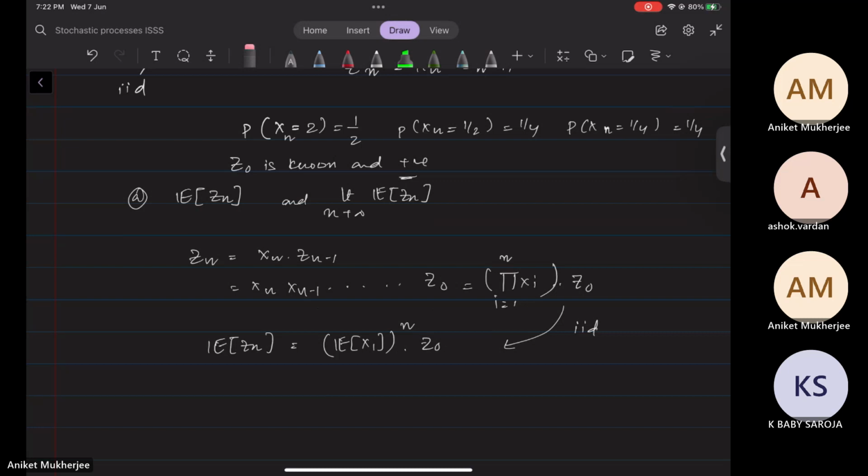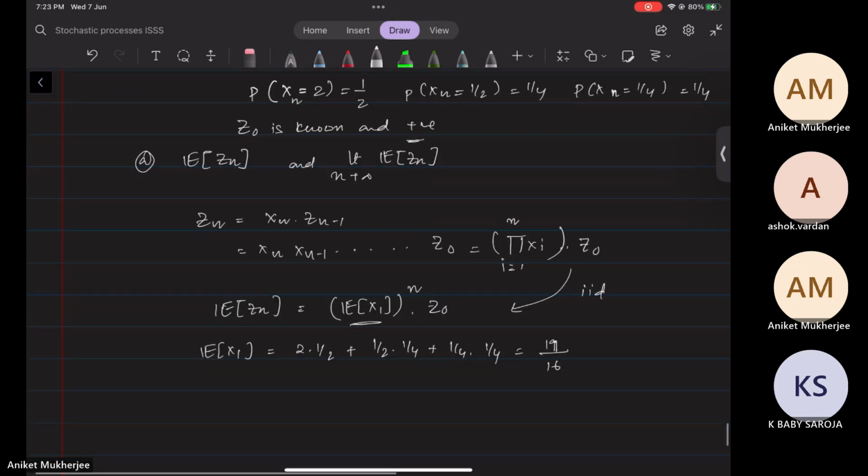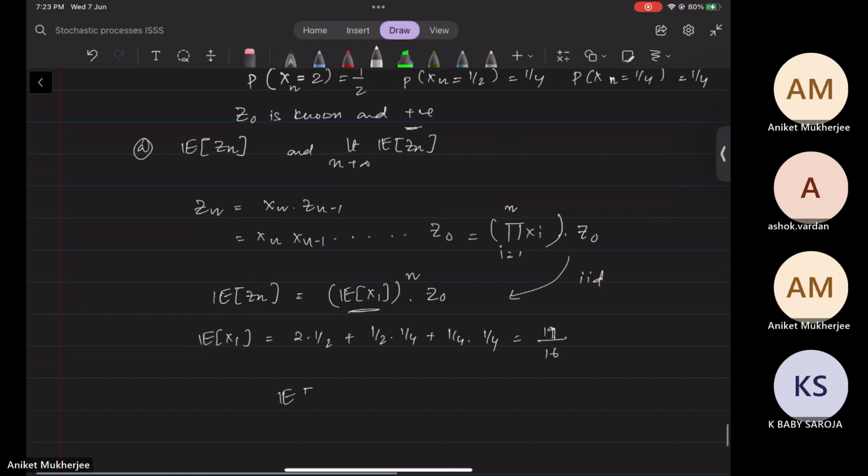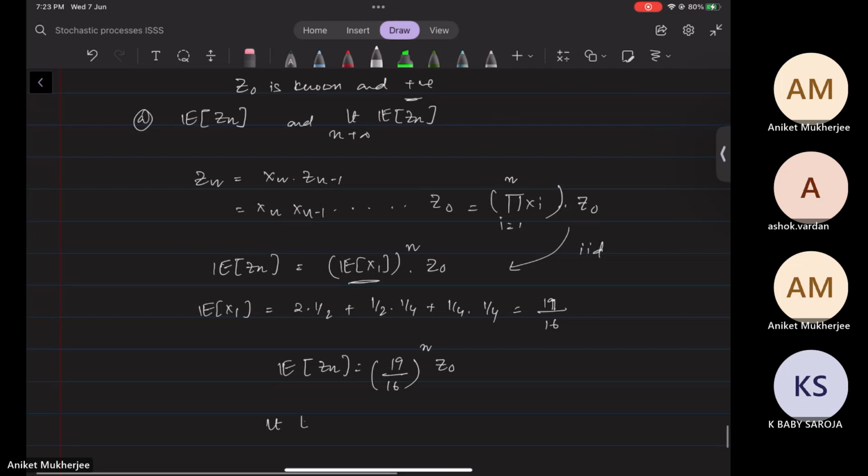Okay, so now I want to find the expectation of X1. The expectation of X1 is equal to 2 into 1 by 2 plus 1 by 2 into 1 by 4 plus 1 by 4 into 1 by 4, which is 19 by 16. Yeah. So you have the expectation of Zn equal to 19 by 16 whole power n Z0, and the limit as n goes to infinity of the expectation of Zn is infinity.